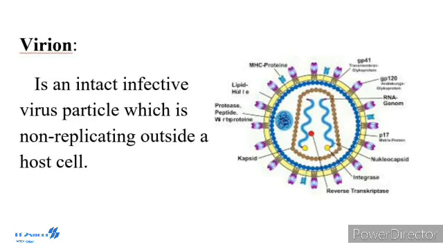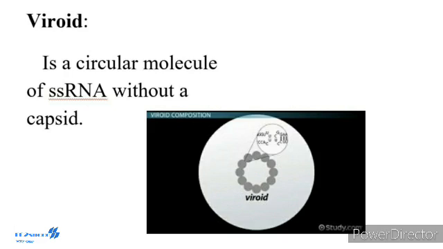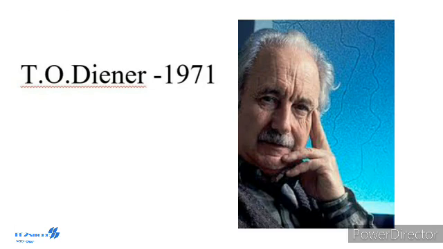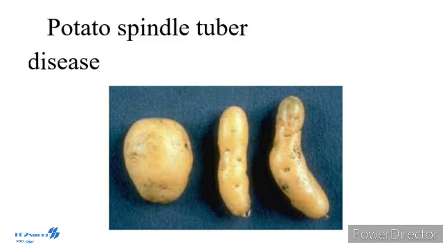Virion. A virion is an intact infective virus particle which is non-replicating outside a host cell. Viroid. A viroid is a circular molecule of single-stranded RNA without a capsid and was discovered by T.O. Diener in the year 1971. The RNA of viroids has low molecular weight. Viroids cause citrus exocortis and potato spindle tuber disease in plants.